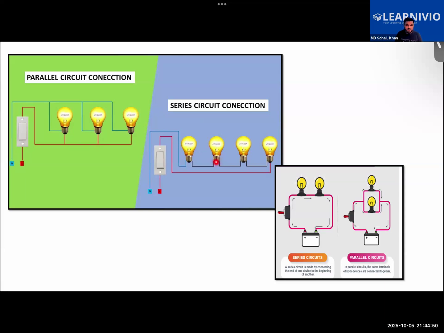But in the series connection, one appliance is directly connected to another appliance. The end of one device is connected directly to the beginning of the other device. So that is a series circuit connection.